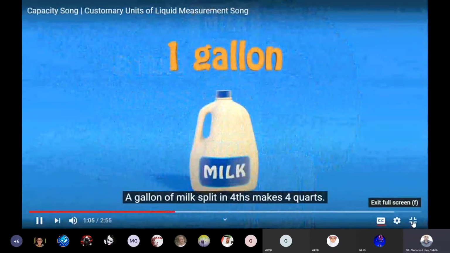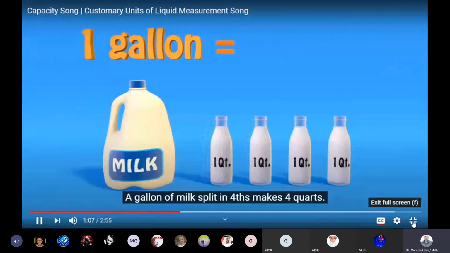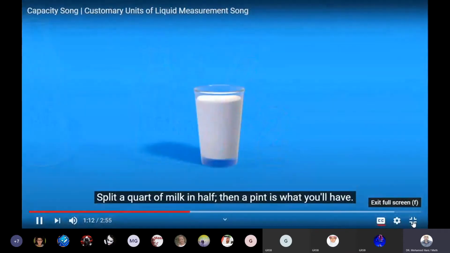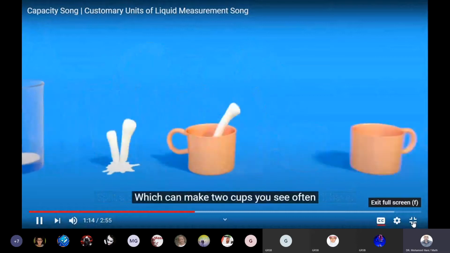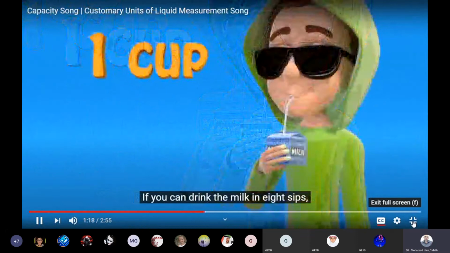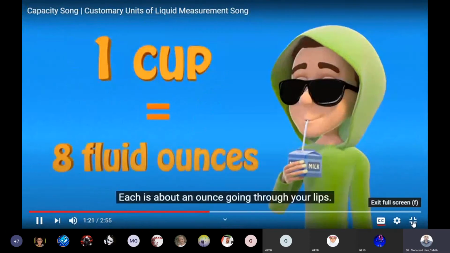A gallon of milk split in 4s makes 4 quarts. Split a quart of milk in half, then a pint is what you'll have. Which can make 2 cups you see often when you drink your school milk carton. If you can drink the milk in 8 sips, each is about an ounce going through your lips.